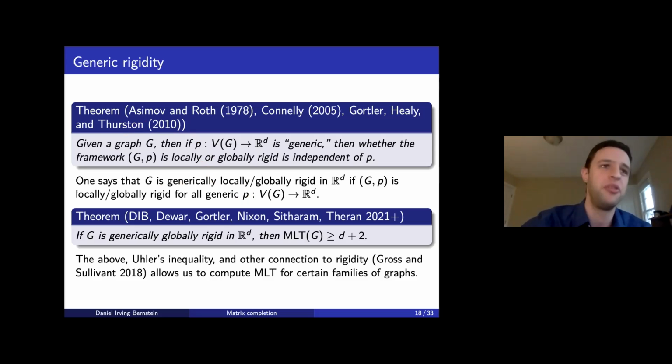And so here's a theorem, with me and a few of the other people at the Fields Institute. Oh, by the way, one of whom is in the computer science department at University of Florida, Mira Sitharam. But anyway, it says that if G is generically globally rigid in R^d, then the maximum likelihood threshold is greater than or equal to d plus 2. And this result, above Euler's inequality, and another connection to rigidity shown by Gross and Sullivan in 2018 allows us to compute the maximum likelihood threshold exactly for certain families of graphs.